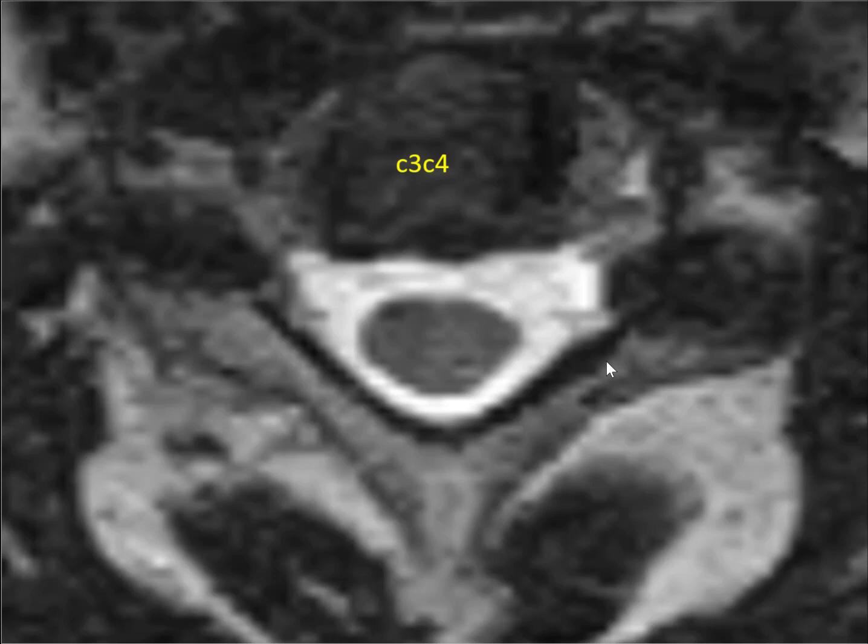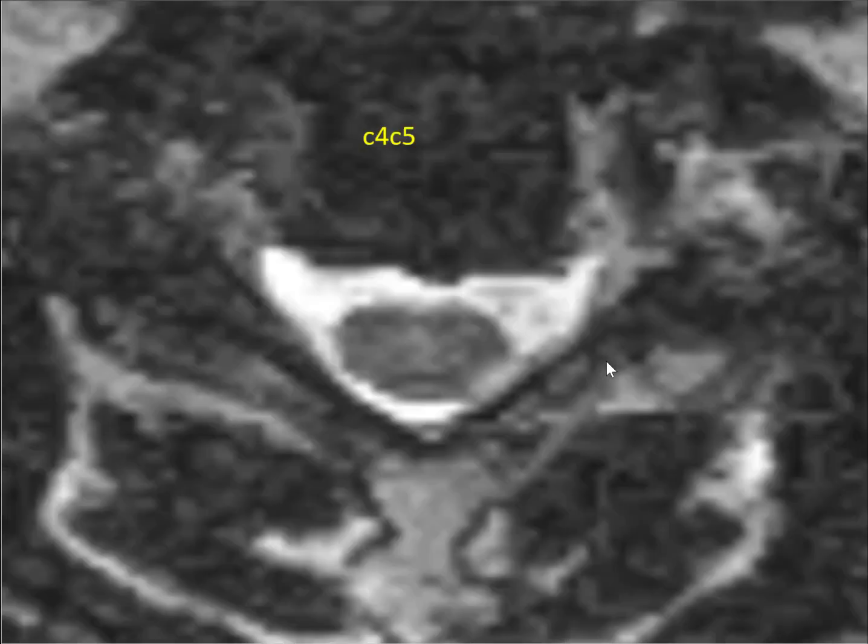So the axial cut looks good at C3, C4, and the spinal cord looks good. How about C4, C5? It still looks good. There still is spinal fluid there. In the very center of the disc, what is that thing going towards the spinal cord? A little bit of a herniation, either a herniation or a bulge. But it's central, not causing any central canal stenosis. Or probably an osteophyte.